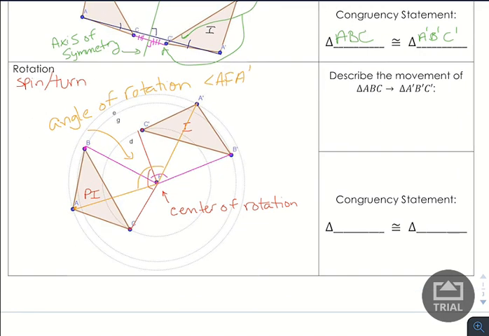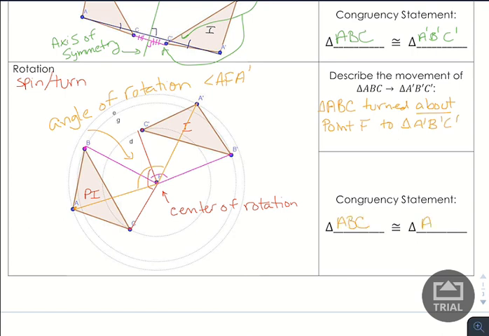So what happened here? Well, triangle ABC basically turned about, and so this phrasing about means it's kind of pinning somewhere. So it turned about point F some number of degrees to its image, triangle A prime, B prime, C prime. And we're going to actually dig into that in the next section a little more.